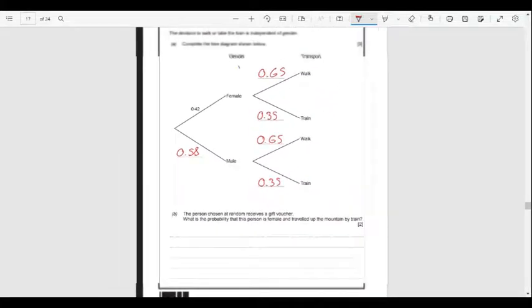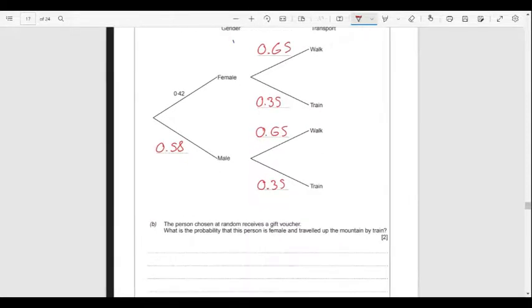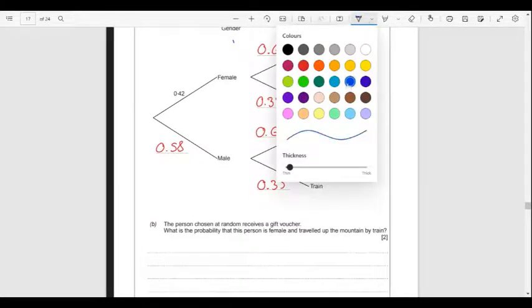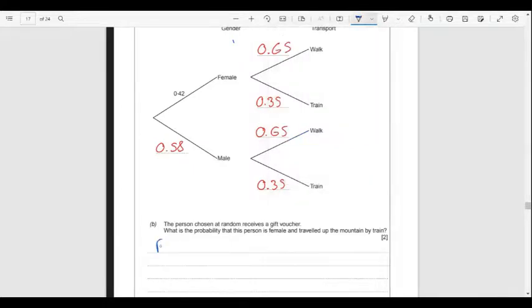The person chosen at random receives a gift voucher. What is the probability the person is female and travelled up the mountain by train? Okay, so to work out at the end of branches, we actually multiply the branches as we go along. So the probability they were female times the probability they took the train will tell us our answer.